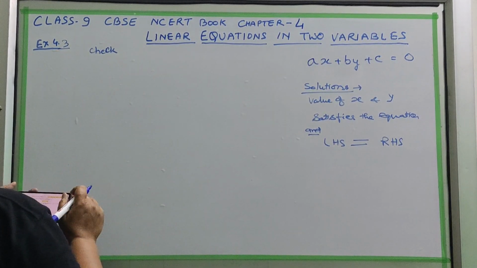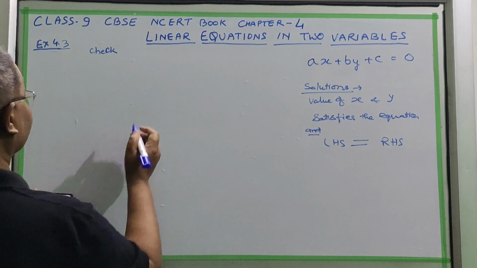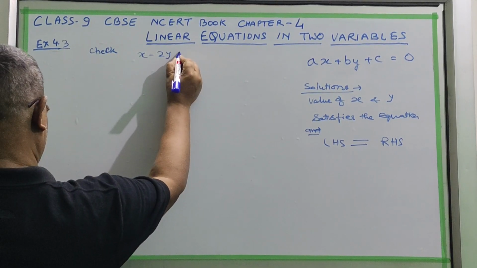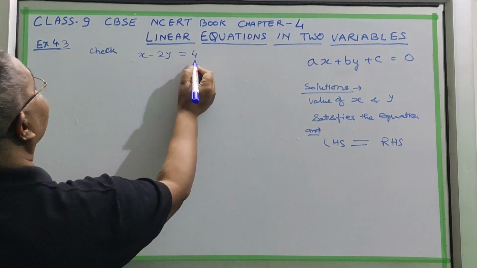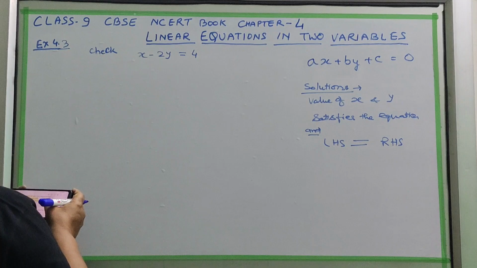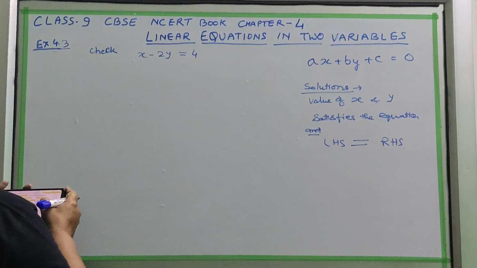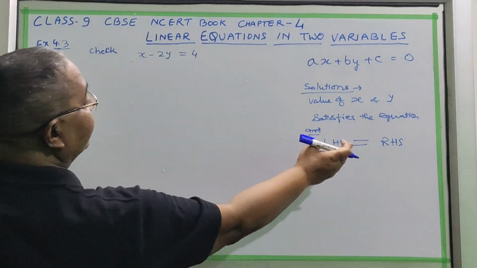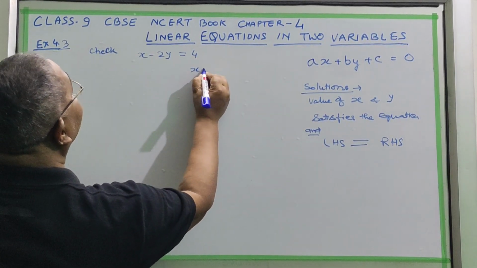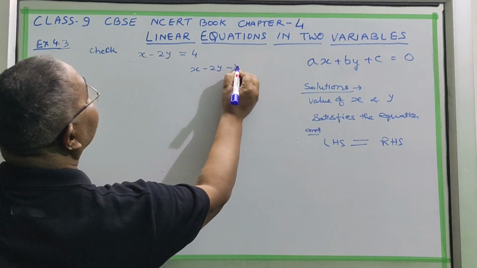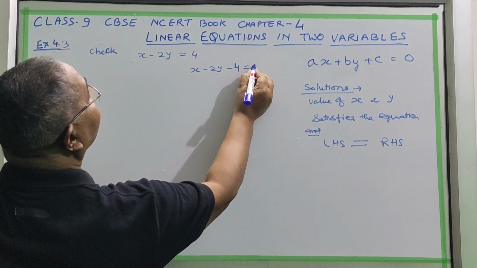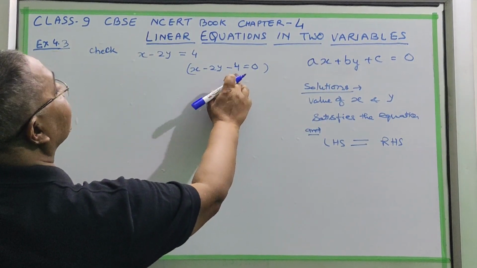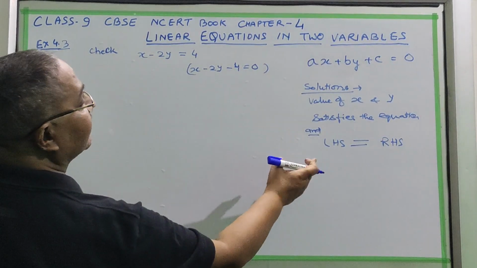whether the solutions for x minus 2y equal to 4. This they have given an equation. So you have to check which is correct and which is not correct. Check the solution. It means LHS and RHS should come to equal position, or x minus 2y minus 4 equal to 0. Both you can. This is ax plus by plus c. So it will come to 0. So anything you can check.